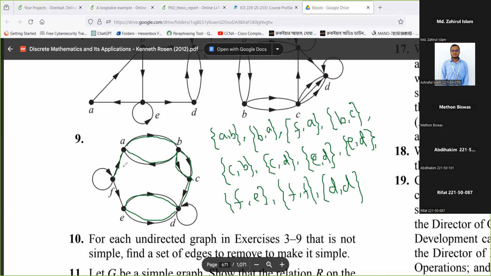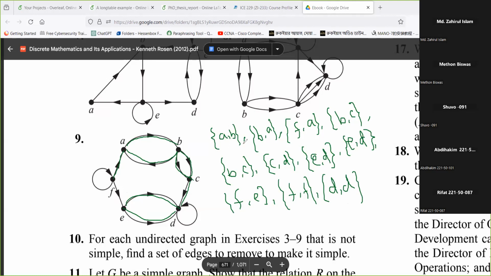B to C, yes, B to C 2 times. So 1, 2, 3, 4, 8, 11. There are 11 edges.